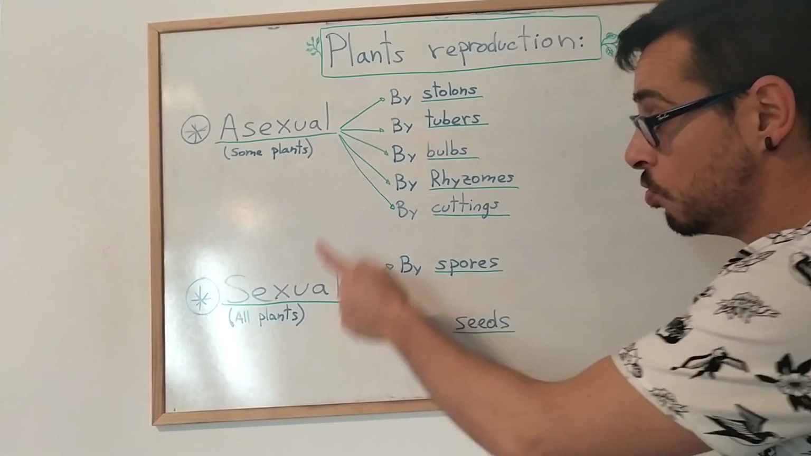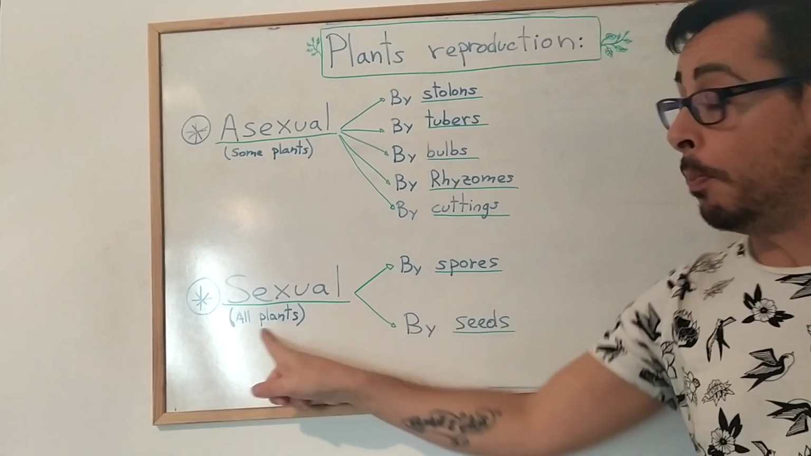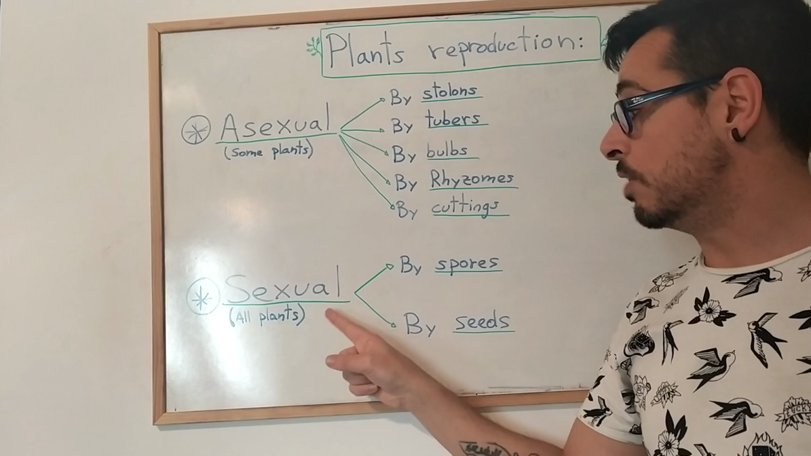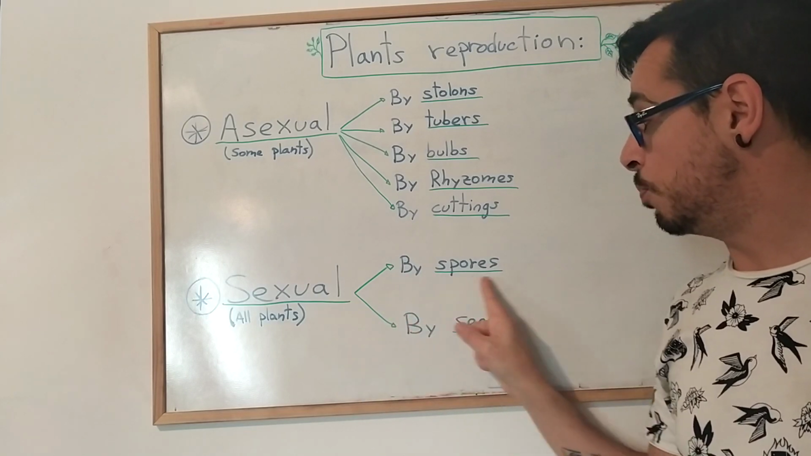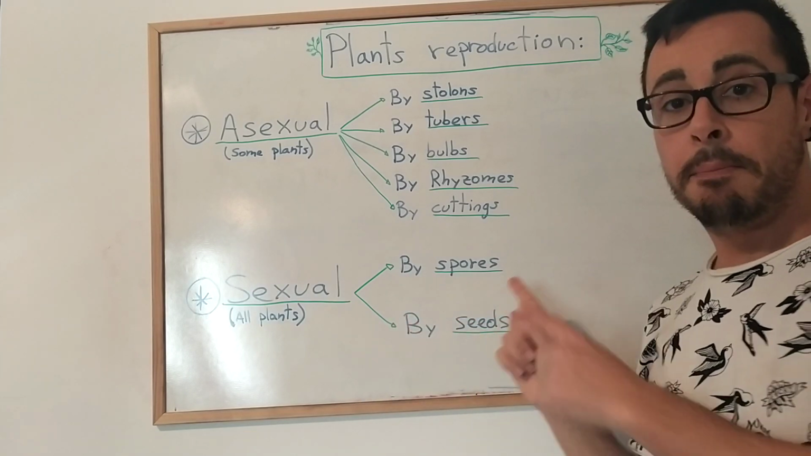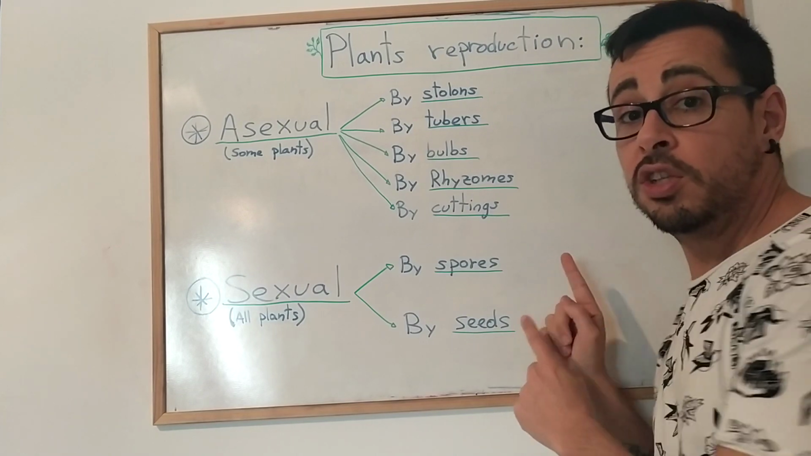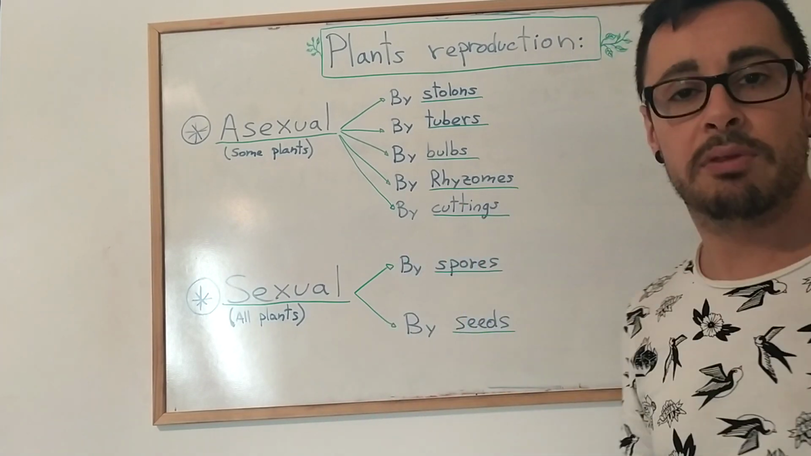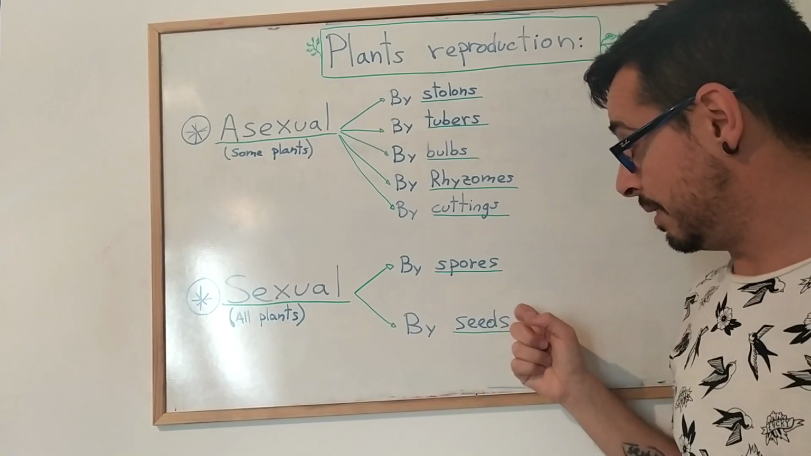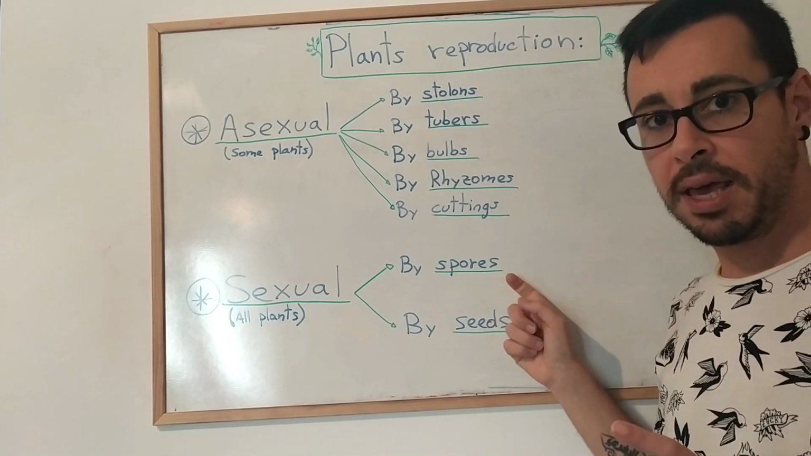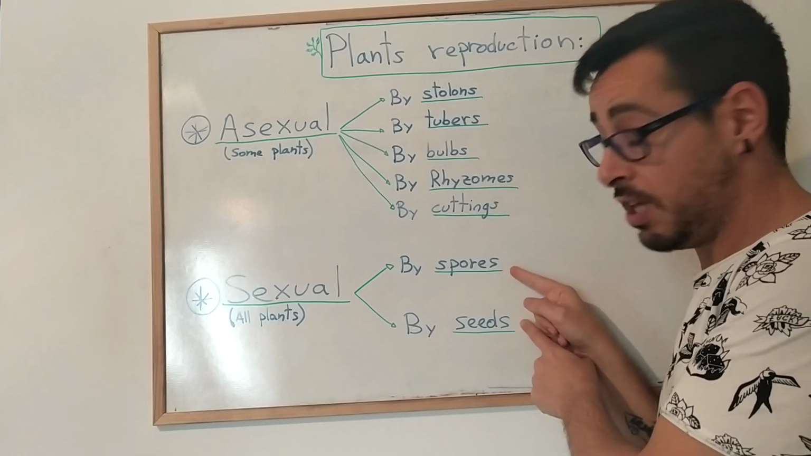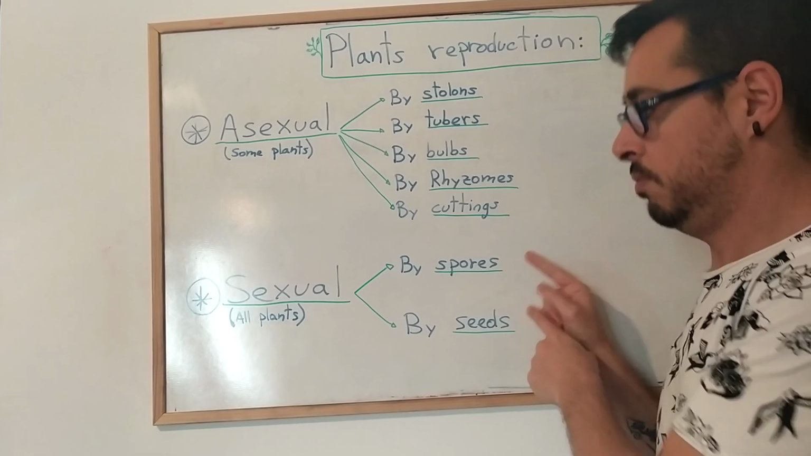And in sexual reproduction, all plants, okay, perform sexual reproduction. And these sexual reproductions can be performed by spores or by seeds. But these ones we are going to see in another video. So this is all about this. I'm going to explain you in another video that talks about plant reproduction.